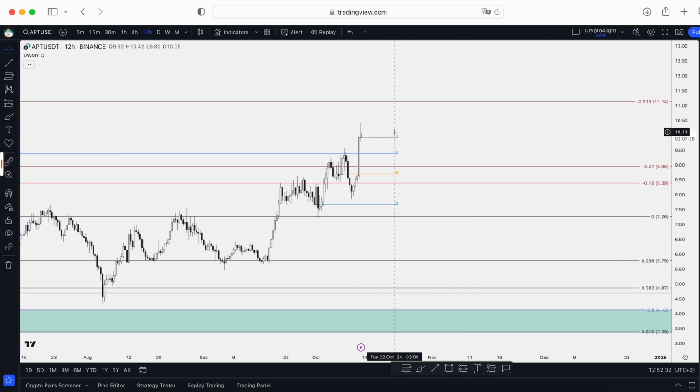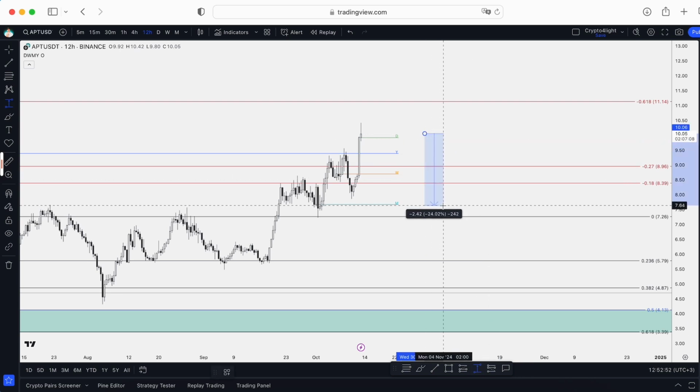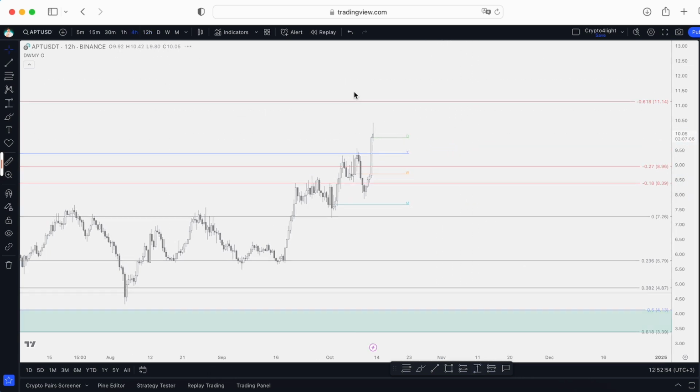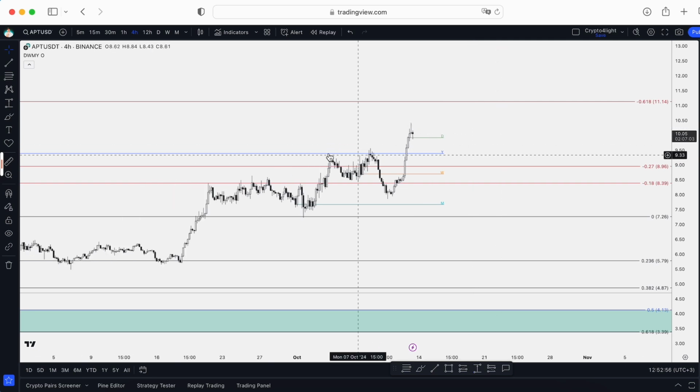So take a look. A daily correction from Monday, for example, can be 991, yearly 941, weekly 873, and monthly can be a correction on Aptos even to $7.68. So from the current prices, the correction can be like 25%. It's more than okay. Everything will be okay with Aptos.